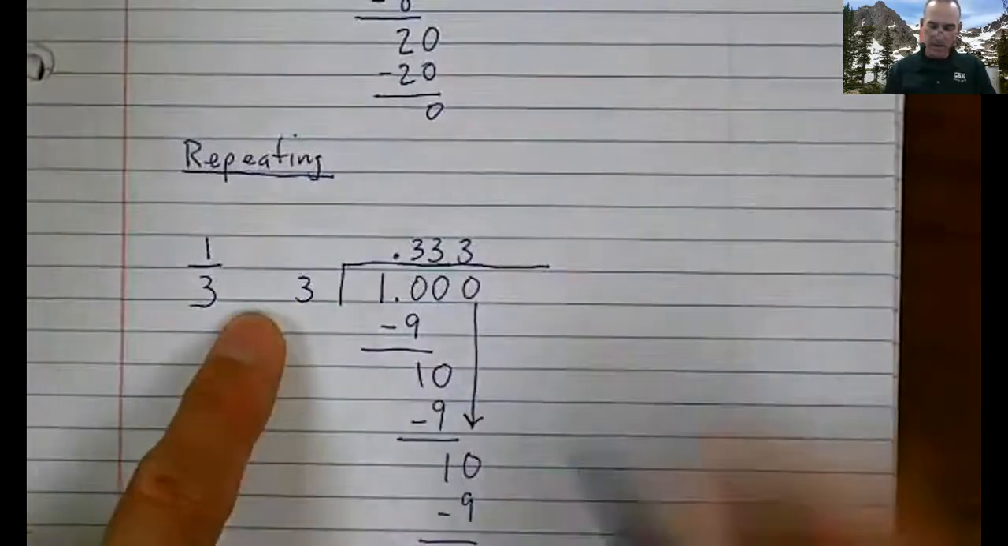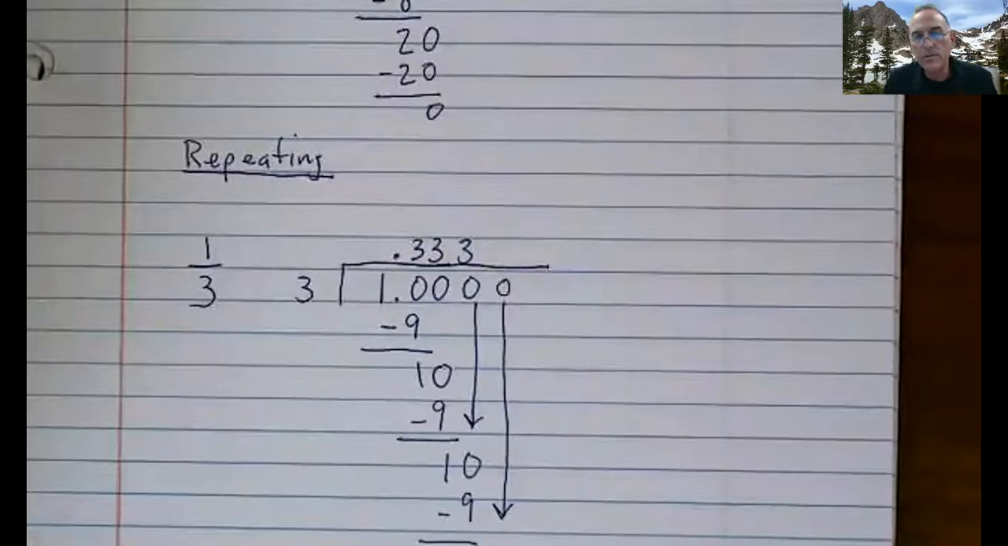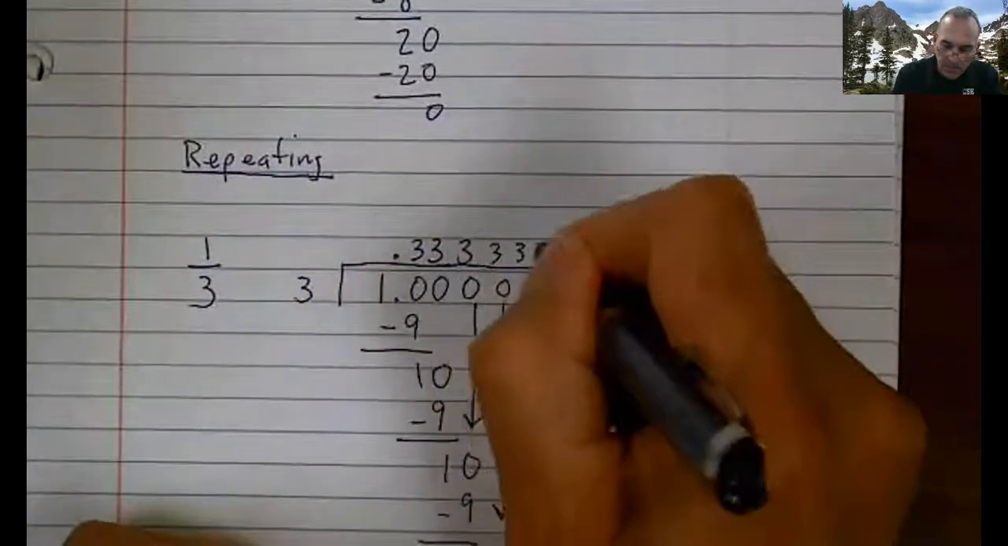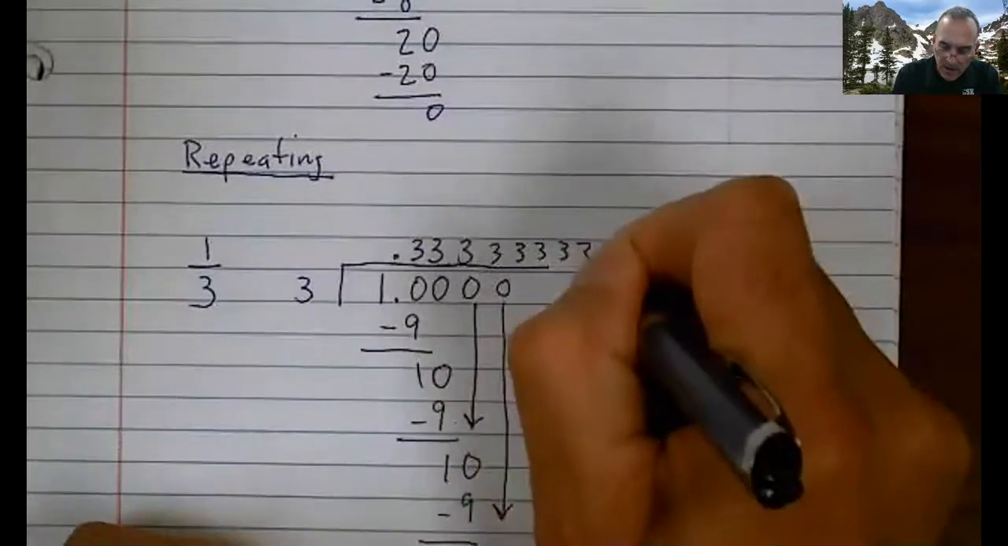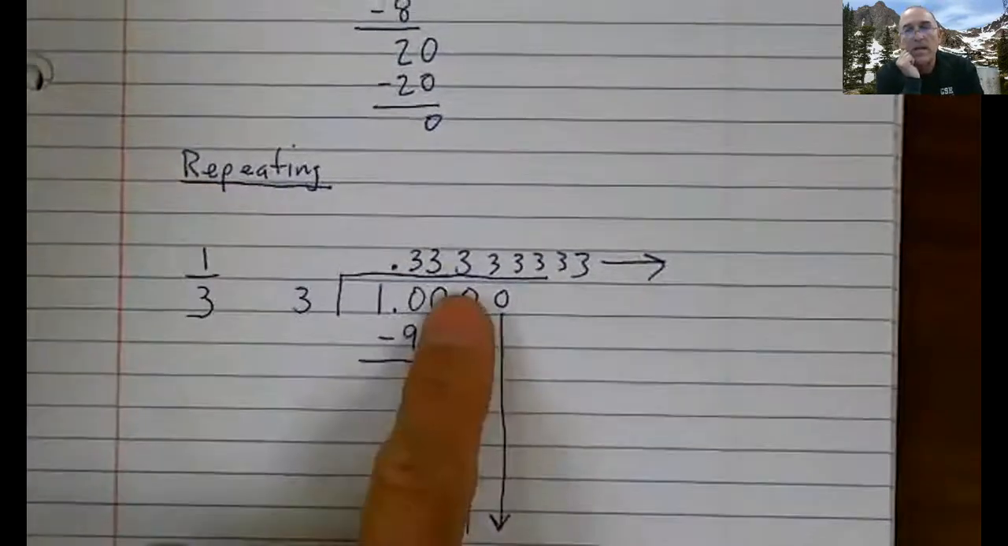1. And after a while, you're going to see that no matter how many zeros you bring down, this thing's just going to keep going forever. It will never stop. Okay? That is a repeating decimal.